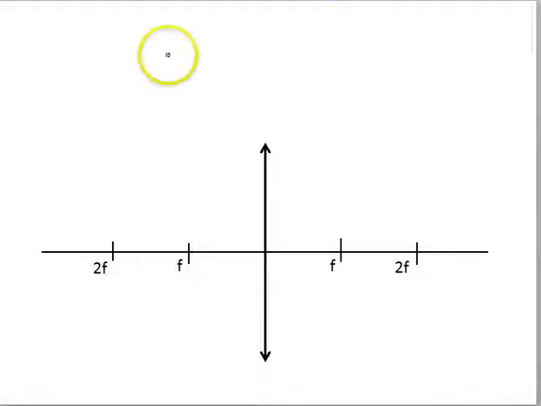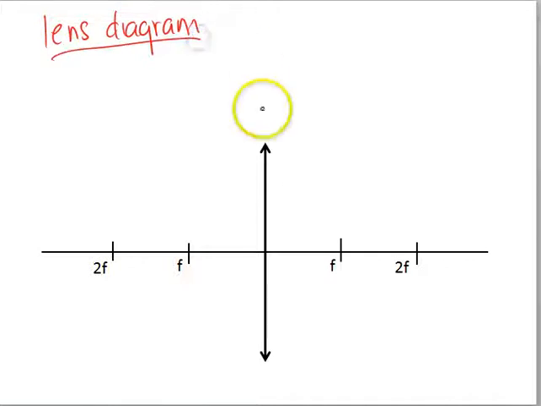Okay, now there are actually a few cases with regards to your lens diagram. Remember I was telling you the format that you should always have your lens diagram in. There's always the lens, the principal axis, focal length, 2 times the focal length on both sides of the lens. So this is your standard lens diagram.